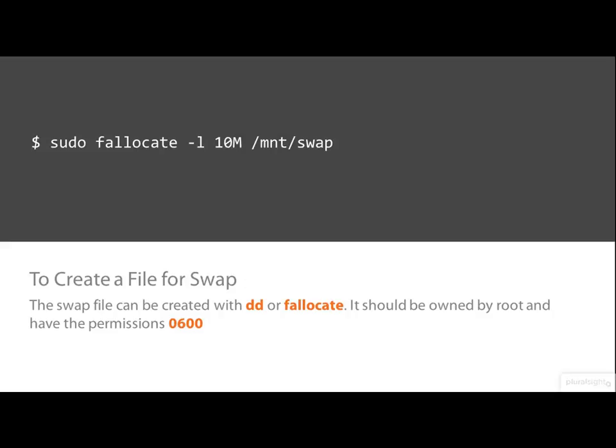So here we're creating a 10 meg swap file. We just happen to be creating it in this instance in the /mnt directory and just calling it swap. Of course, you can put it in a location that's convenient and appropriate for your system.